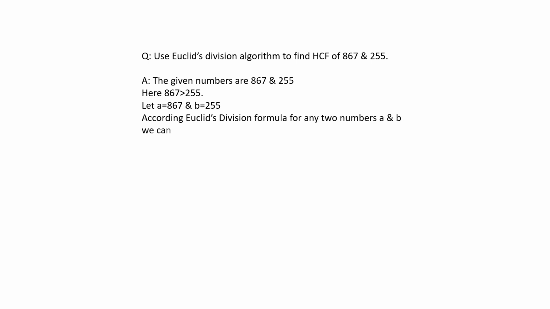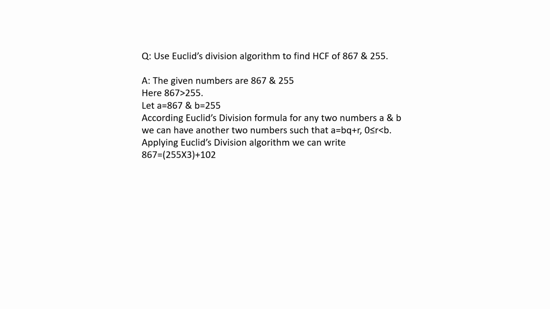Now, according to Euclid's division lemma, for any two numbers a and b, we can have another two numbers q and r such that a equals bq plus r, where 0 less than or equal to r less than b. So, applying Euclid's division algorithm, we can write 867 equals 255 into 3 plus 102. Here, a equals bq plus r, where a is the dividend, b is the divisor, q is the quotient, and r is the remainder.